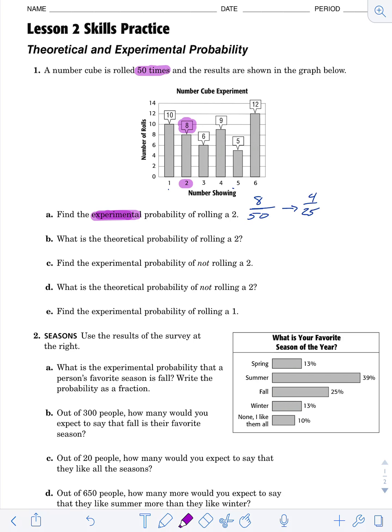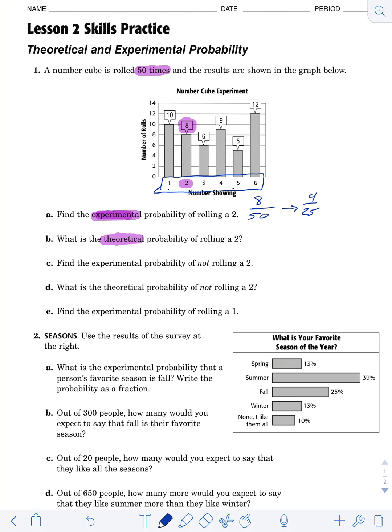Now, letter B says, what's the theoretical? That's what should happen. In theoretical, I don't worry about the 50 times I roll it. I just want to look at what are my options for the number cube. So in theory, if I am trying to figure out the probability of rolling a 2, I'm going to look at my options of a number cube down here. How many of those options are a 2?